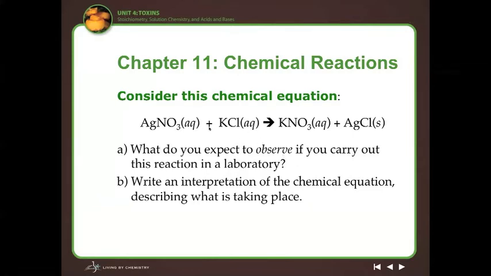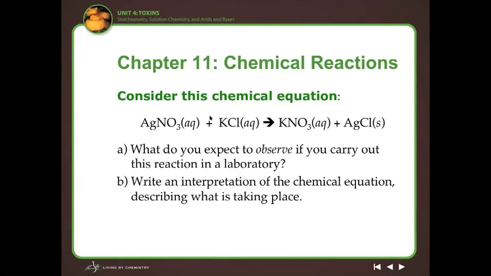Well, according to this equation, we can see that we're going to start with silver nitrate, but we're not going to end with it. We're going to end with silver chloride. We're going to start with potassium chloride, but we're not going to end with it. We're going to end with potassium nitrate. And what we're going to see is that a solid appears out of a solution. Here we have aqueous, which means dissolved.